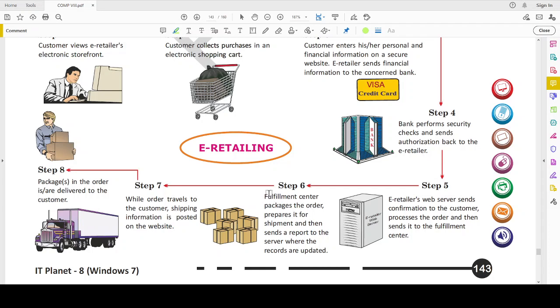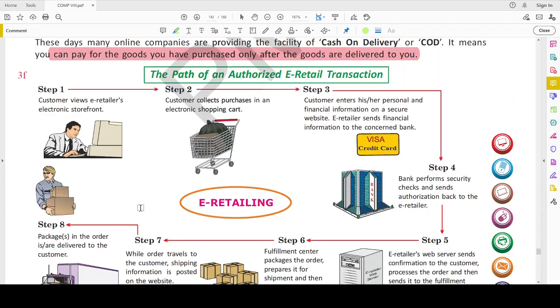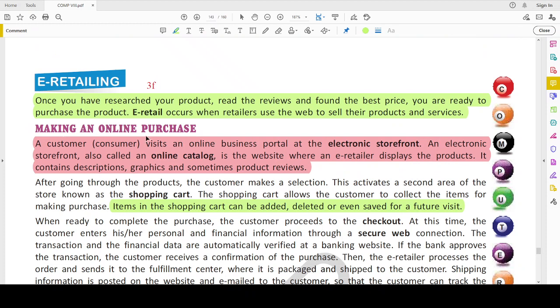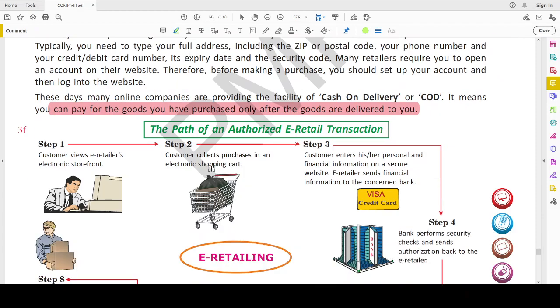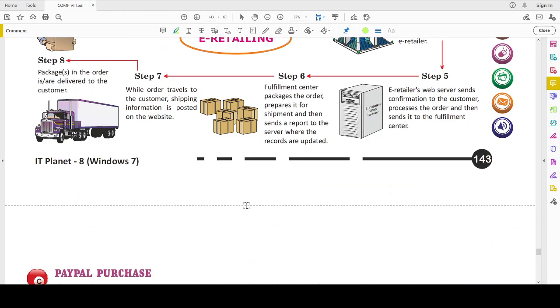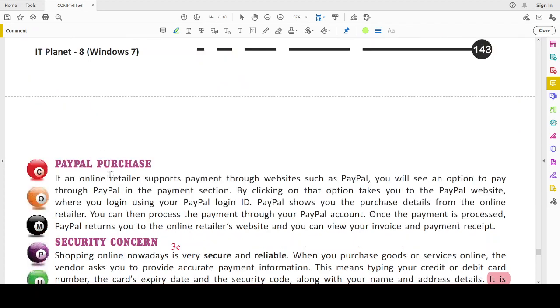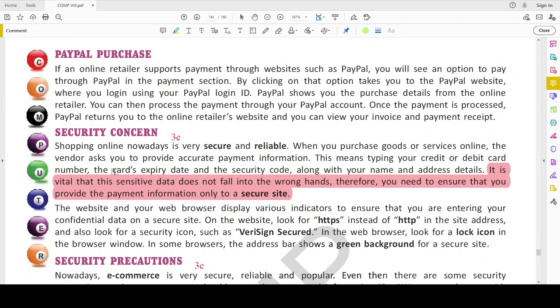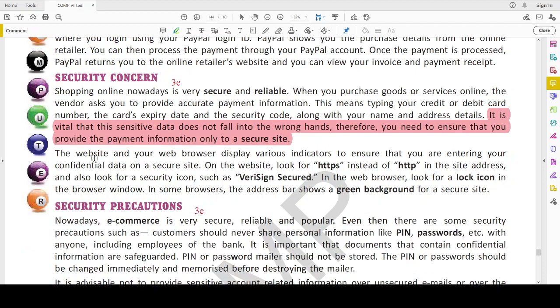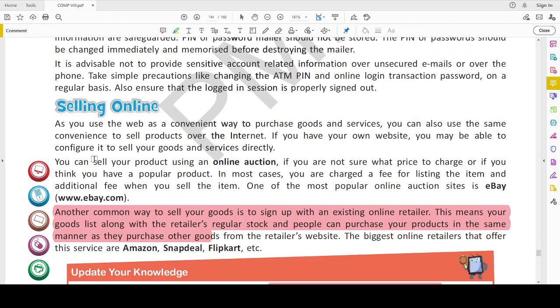So very easy. Write in steps if you are asked about a retail transaction or e-shopping. See here, making an online purchase. What are the steps for an online purchase? Write the steps nicely, very nicely explained in the book. And next, see PayPal purchase, security concern, security precautions, selling, right?